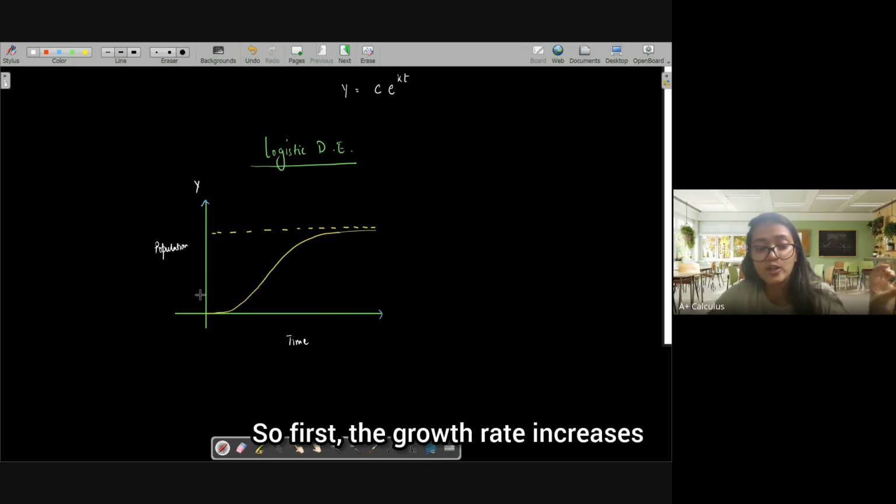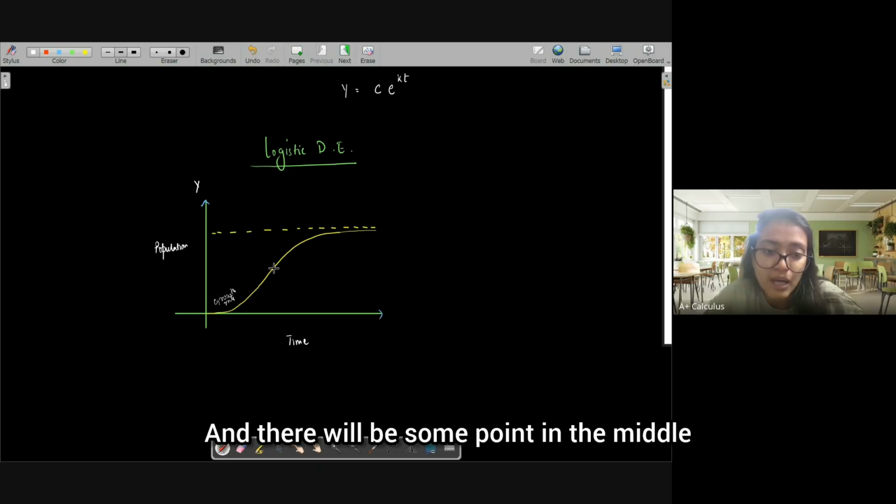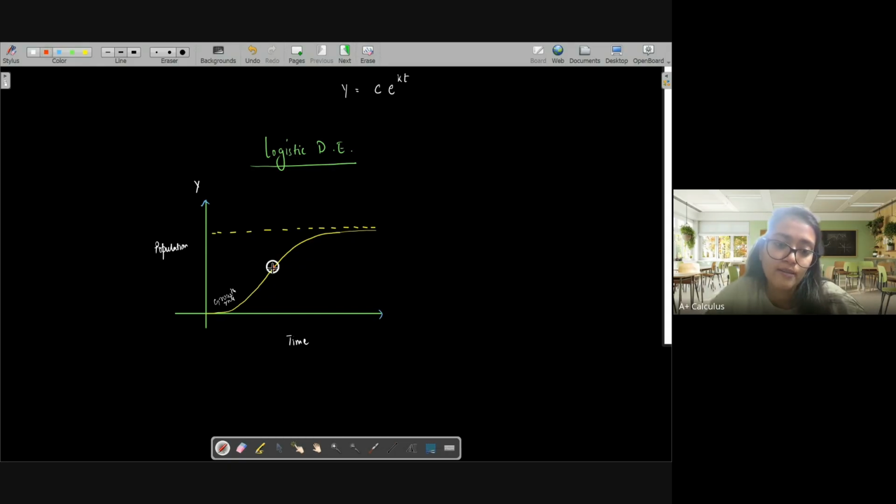So first, the growth rate increases. This is your growth rate. It will increase and there will be some point in the middle. Can you see that after this point, the concavity is changing? Before this point, the graph is concave up. And after this point, the graph becomes concave down.